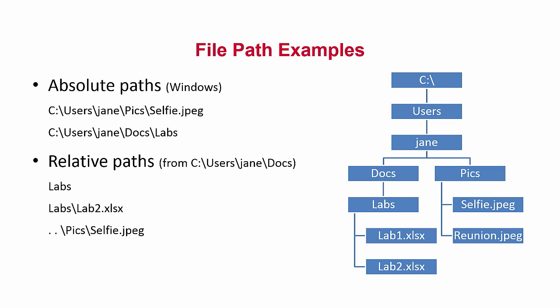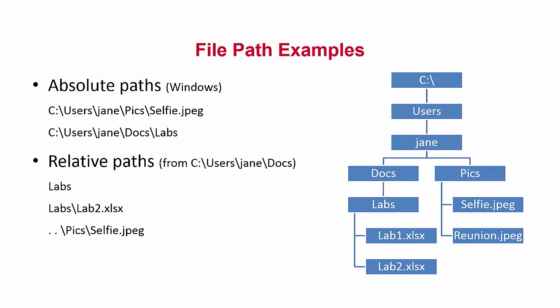We can also describe locations using relative paths. Suppose our current working directory is c:\users\jane\docs. The labs directory is simply described as labs. The lab2 file is described as labs\lab2.xlsx.